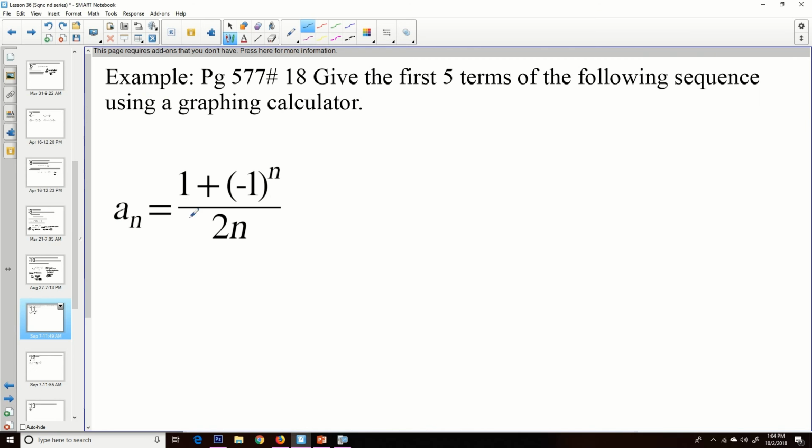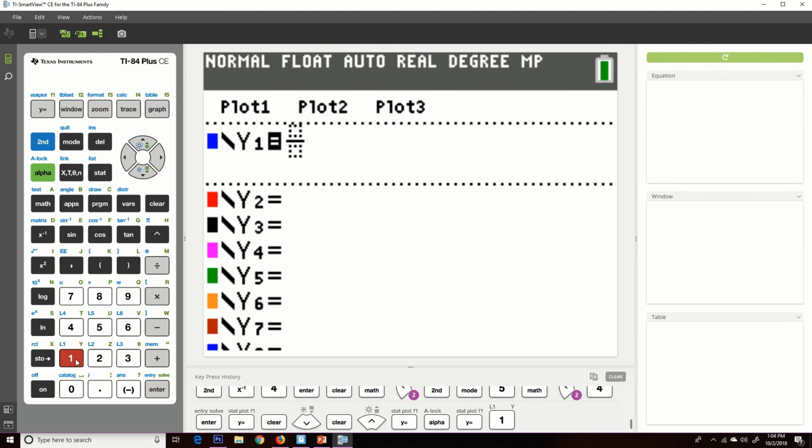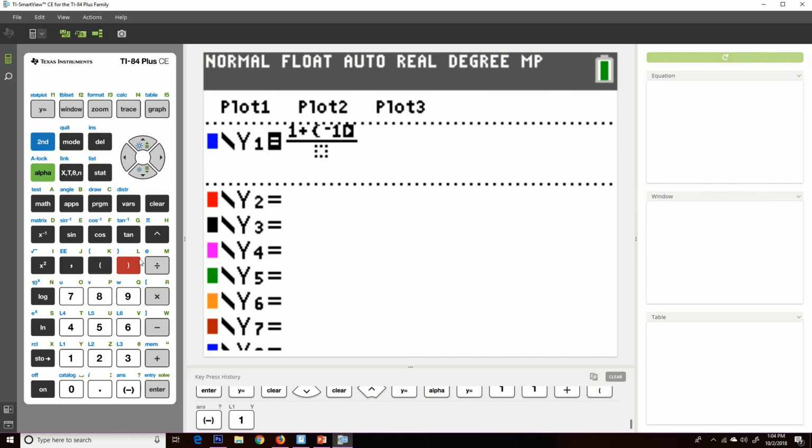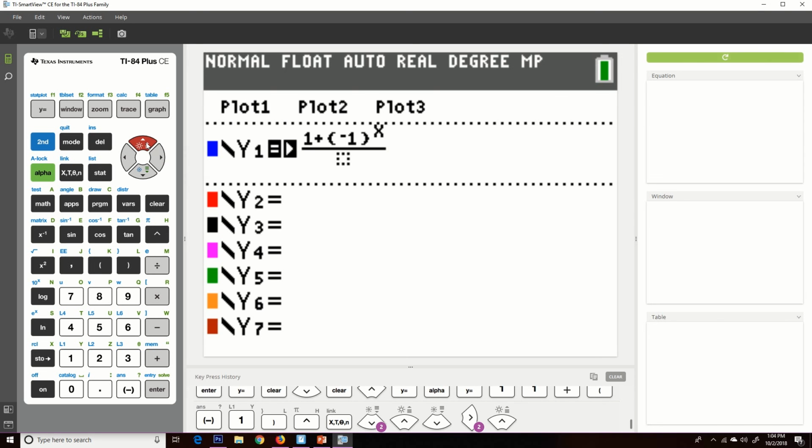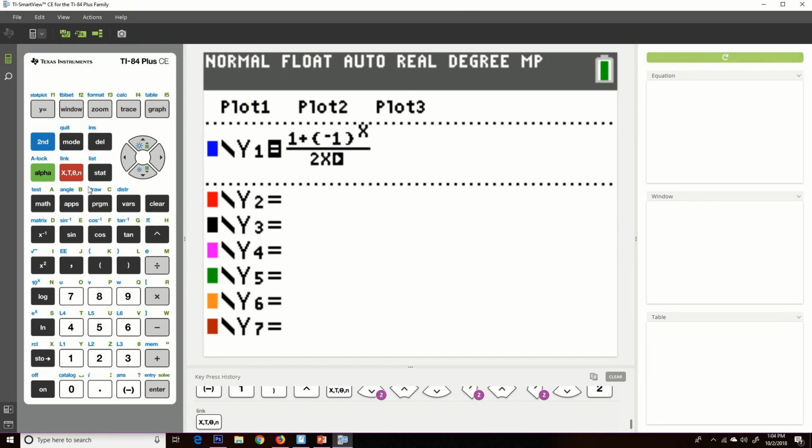We go back and check it out. So I got 1 plus parentheses negative 1 to the n on the top. And so 1 plus parenthesis negative 1 raised to the x on the top. And then it was just 2x on the bottom. There we go. 2x. And so we want the calculator to do all the work for us. And you know what? Let's have it give us our answers as fractions.